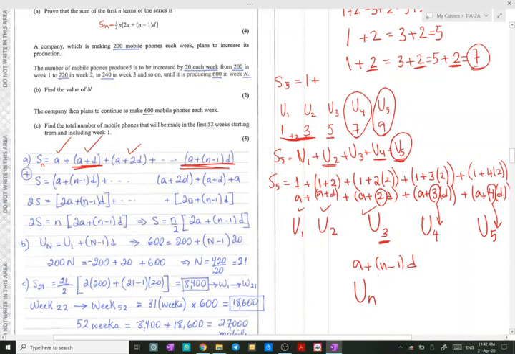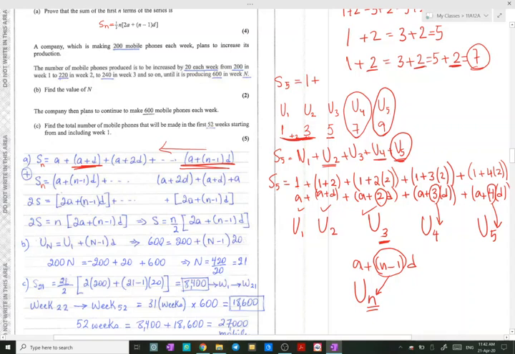Why? Because this is the place of the term, which is n minus 1. So this is how we decomposed Sn, the first expression. Now we do the same thing and write Sn in the reversed order.